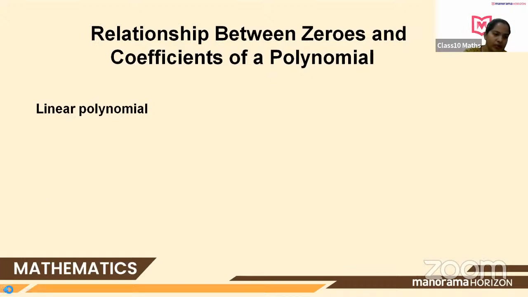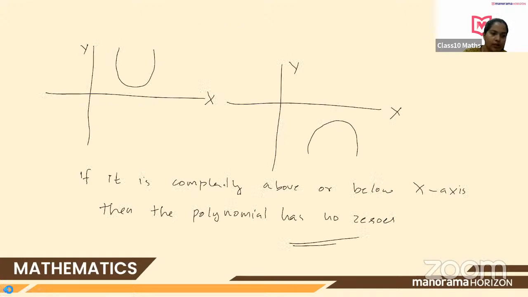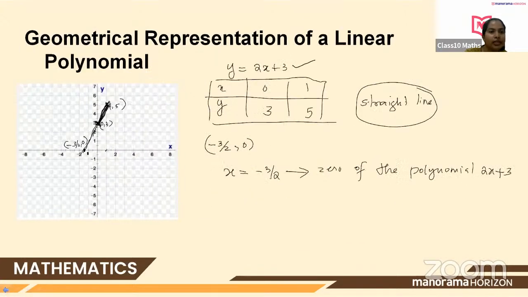So where did we stop? The graphical representation of a linear polynomial. The linear polynomial is 2x plus 3, and we take two values for x. First, we take values for x as 0 and 1. Then the corresponding y coordinates are 3 and 5. We plotted these on the graph and connected them as a straight line. And we extended this straight line to the x-axis.